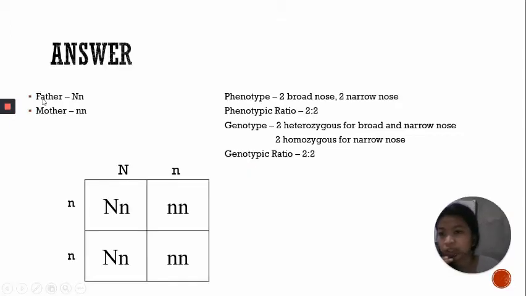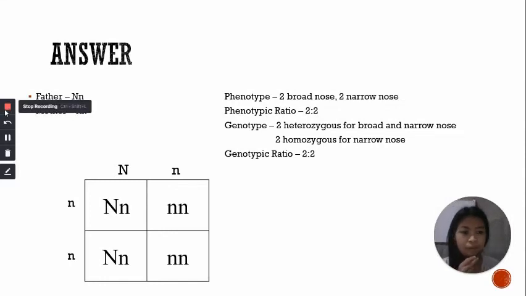We have here the genes of the father, which is heterozygous for broad and narrow, and for the mother, homozygous for narrow nose. When we cross in the Punnett square, for the phenotype we have 2 broad nose and 2 narrow nose for the possible offspring. So the phenotypic ratio is 2:2. The genotype will be 2 heterozygous for broad and narrow nose, so ito yon, and then 2 homozygous for narrow nose. The genotypic ratio is 2:2. So I hope you got the correct answer.